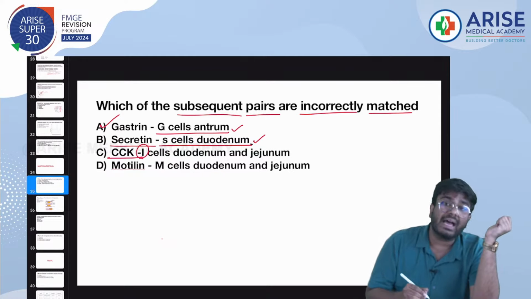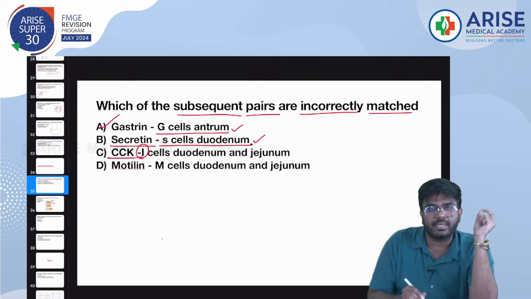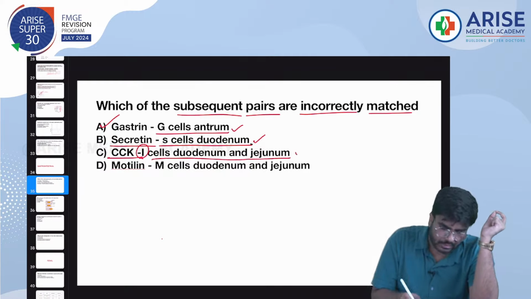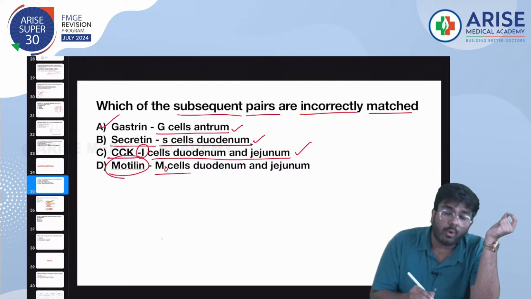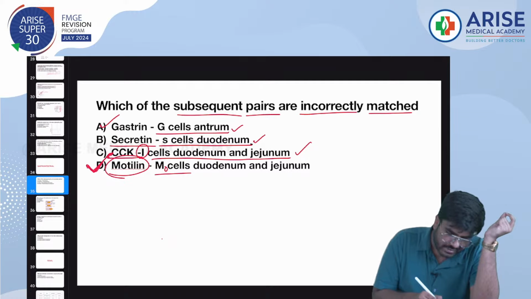Cholecystokinin is produced by the I cells of the duodenum. True. But motilin is produced by Mo cells, not the M cells. Motilin is produced by Mo cells. So this is the answer.